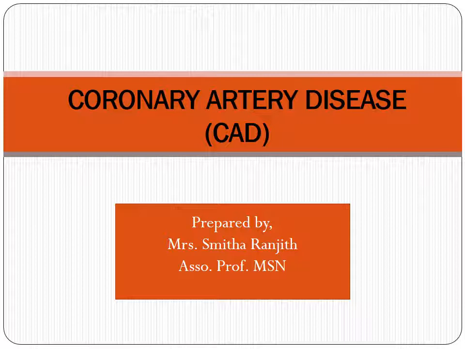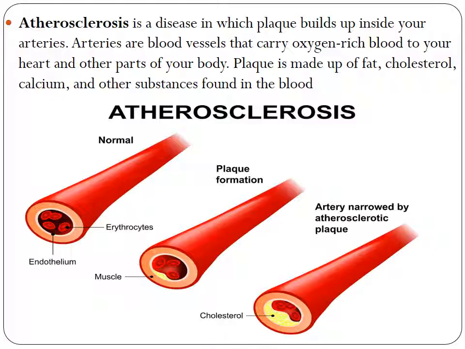Now it can occur in any part of the body, and as I mentioned, if this condition occurs in the heart vessels, then that particular condition is called coronary artery disease. I hope this is familiar to you from what I discussed yesterday: how atherosclerosis decreases the lumen, which is nothing but the space or the passage through which the blood flows through the artery.